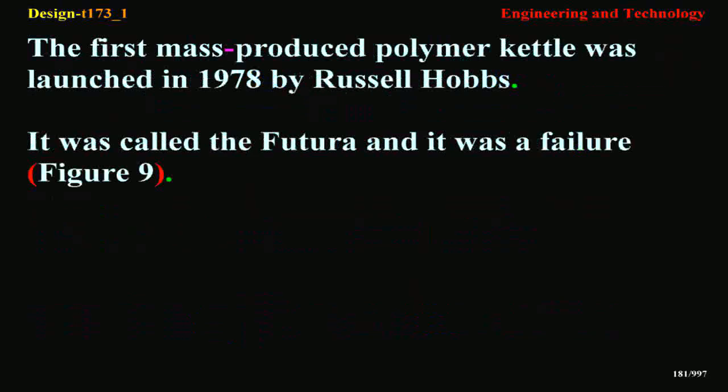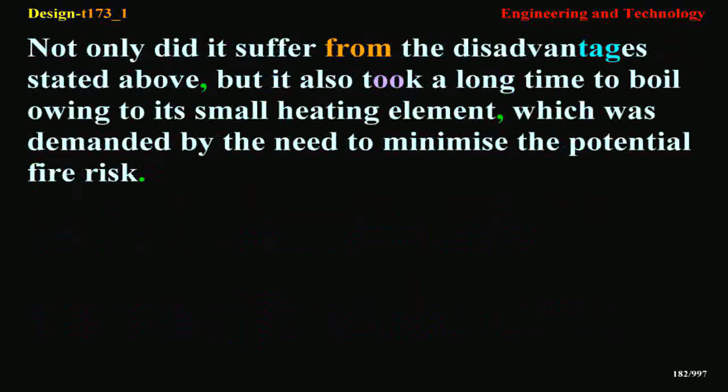The first mass-produced polymer kettle was launched in 1978 by Russell Hobbs. It was called the Futura and it was a failure. Not only did it suffer from the disadvantages stated above, but it also took a long time to boil owing to its small heating element, which was demanded by the need to minimize the potential fire risk.